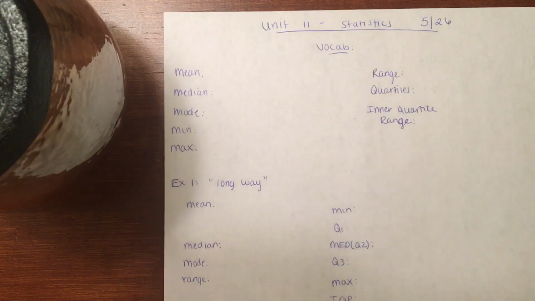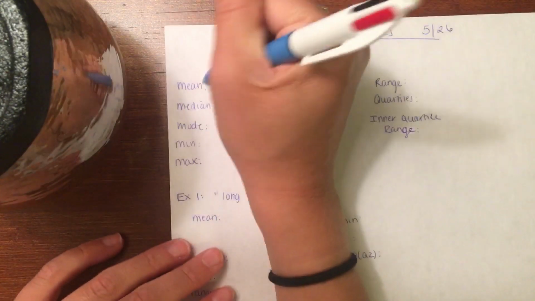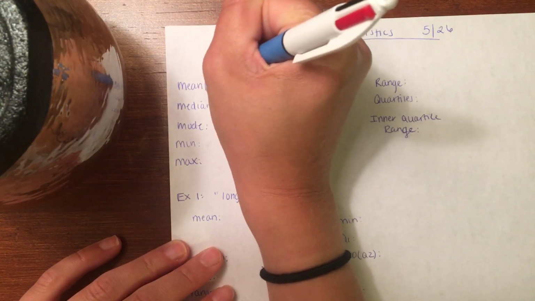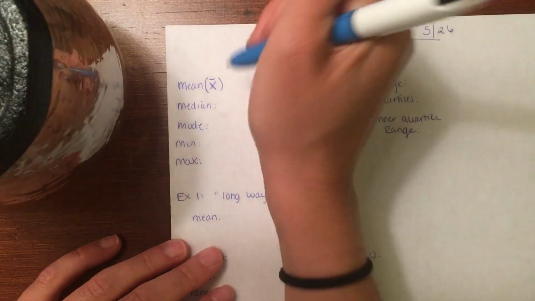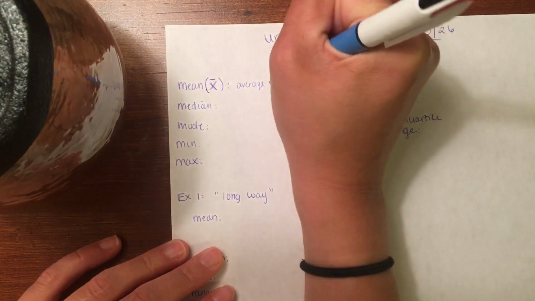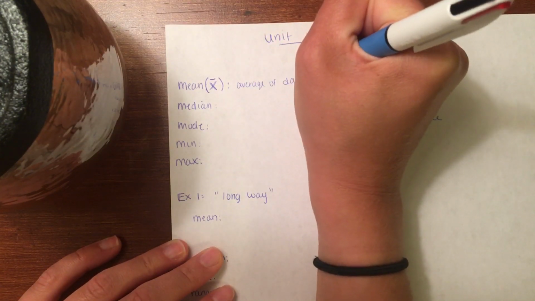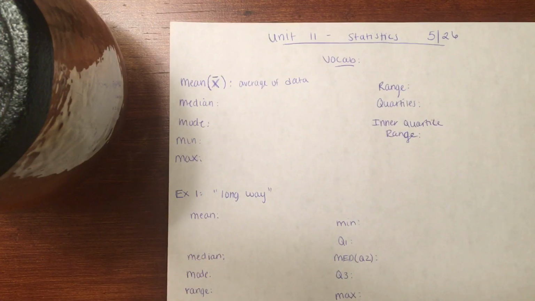So starting with the vocabulary, the mean, and I'm going to put down this symbol. It'll make more sense when we get into the calculator. It's a little X with a line on top. The mean is your average. The average of the data. Okay, so those of you who are calculating your averages for the end of the year, you add everything up and divide by the amount, the pieces of data that you have. That's how you find your mean.